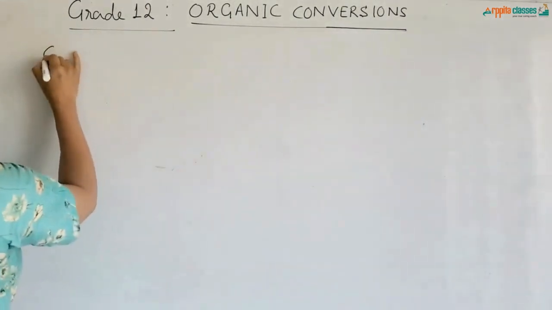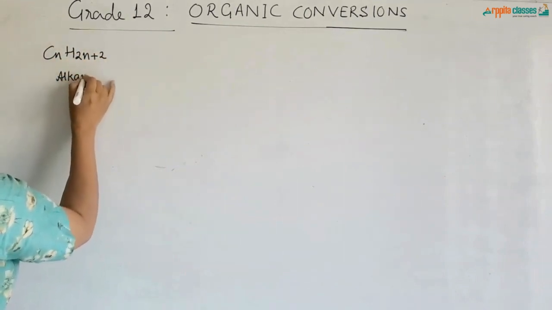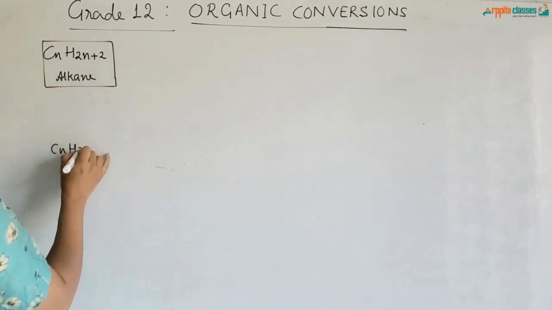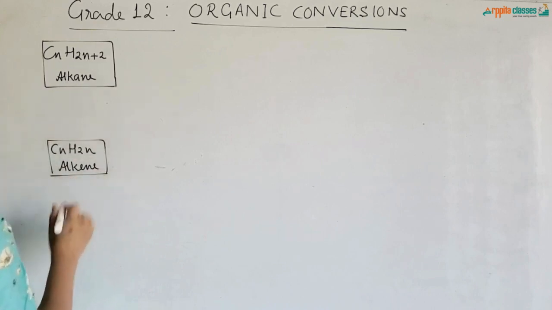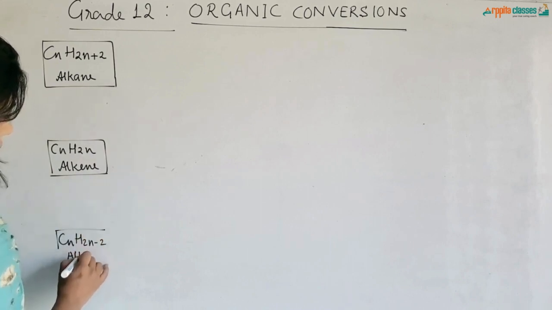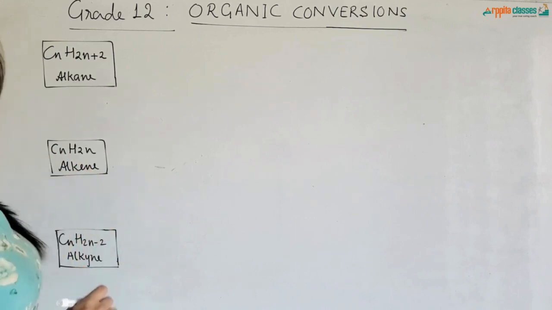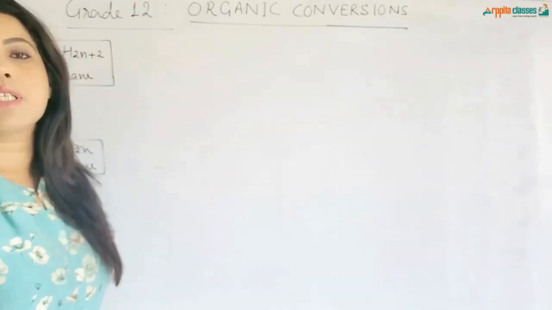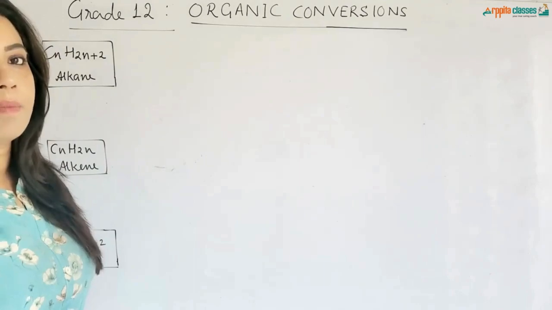Suppose I have CnH2n+2, that is alkane, or I might have alkene CnH2n, or alkyne CnH2n-2. Whether I have alkane, alkene or alkyne, I need to first convert that into haloalkane, because a lot of conversions can be done from haloalkane. We need to make this functional first, so we have to convert them into haloalkane.